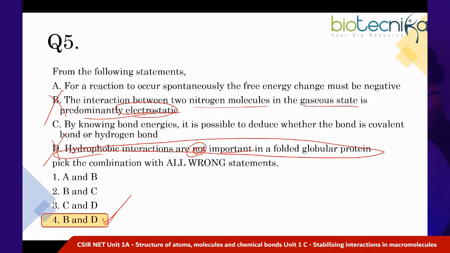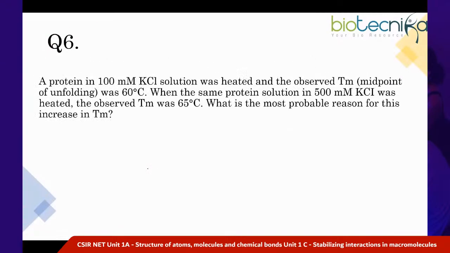Are you getting confidence that you will be able to solve such kind of question? Yes. Okay, that's good, Surinder. So let's move on.